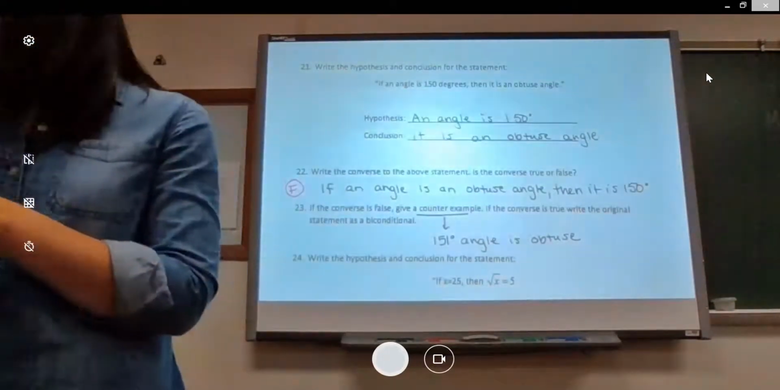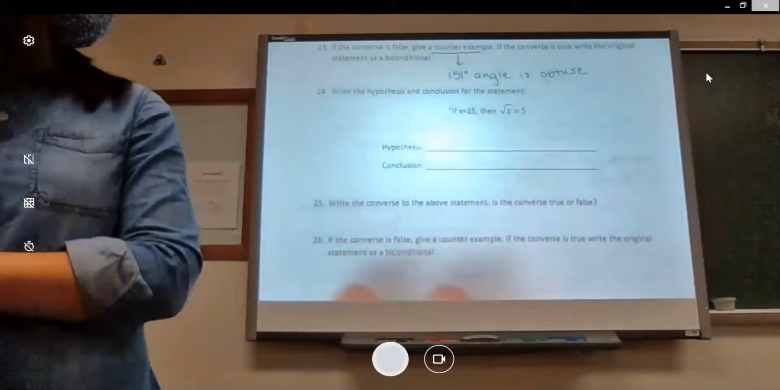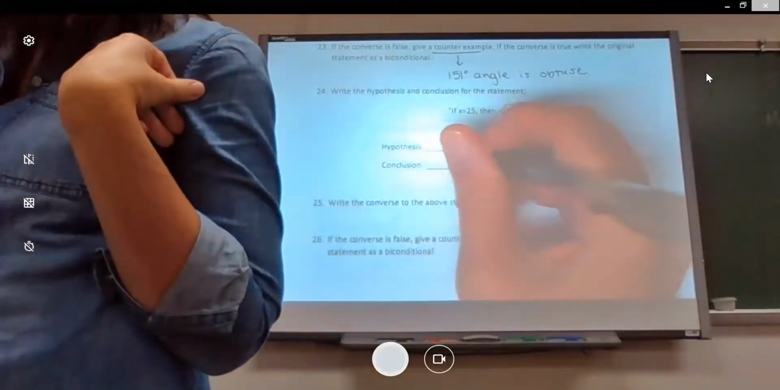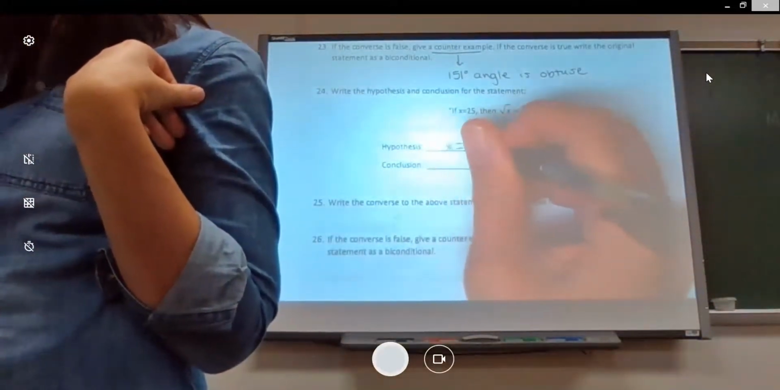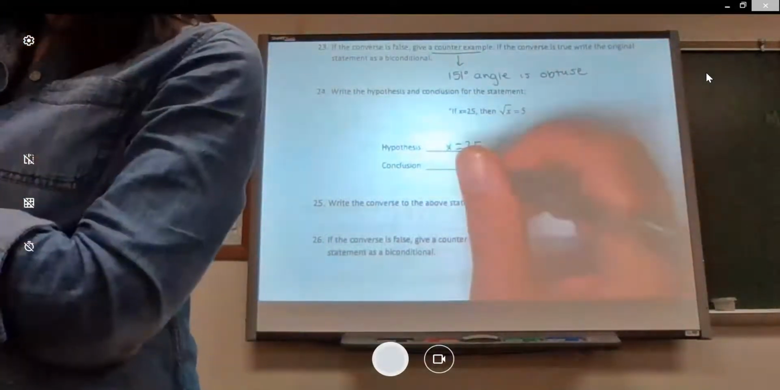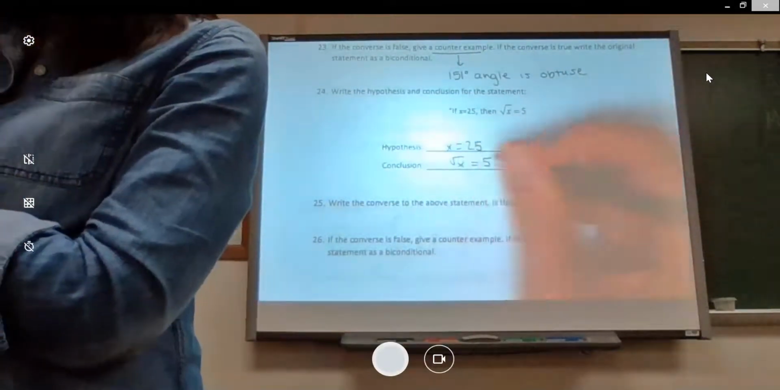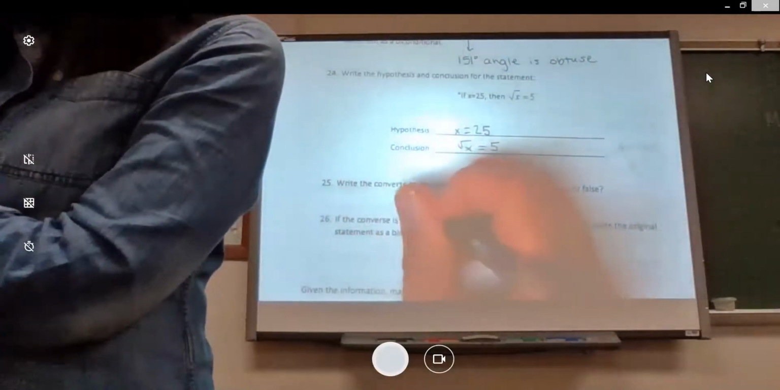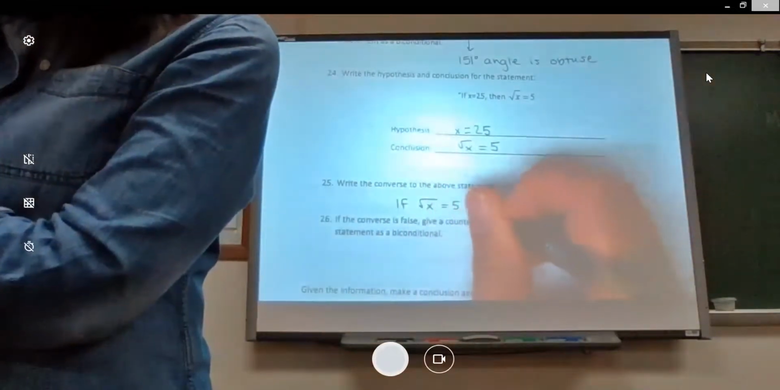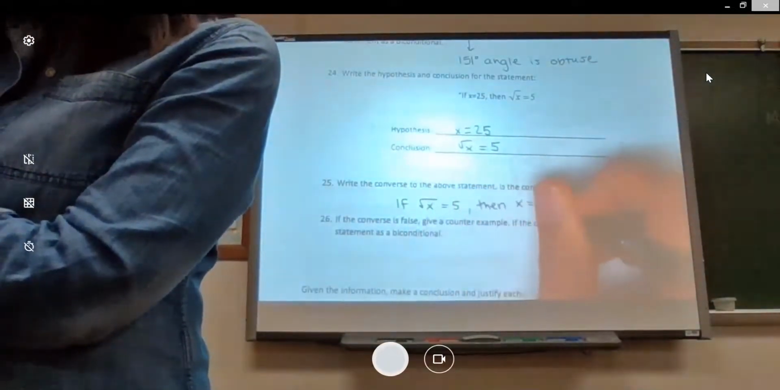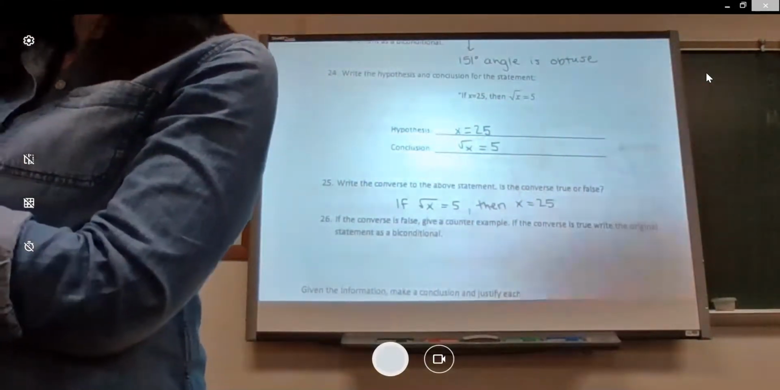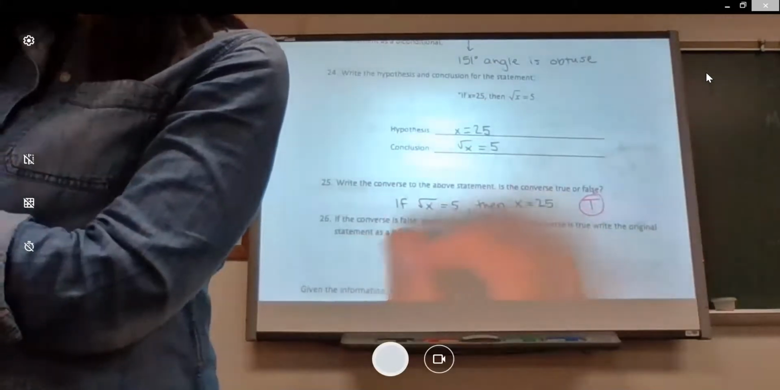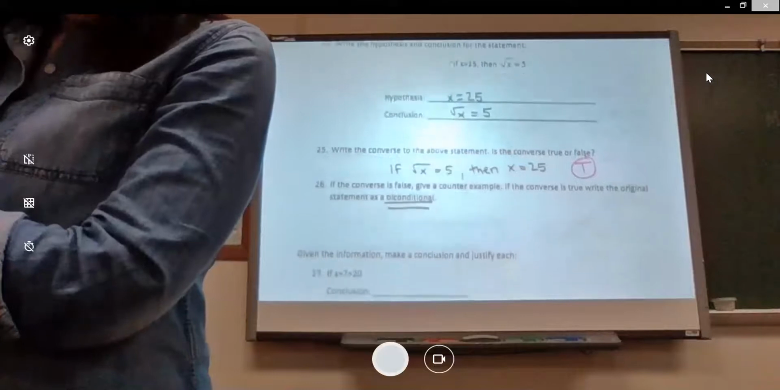Same idea on 24. So if x equals 25, then the square root of x equals 5. What's the hypothesis? Yeah, x equals 25. And the conclusion would be? Yep. And if I write the converse of that, and I flip those around, it would be if the square root of x equals 5, then x equals 25. Is it still true? Still true. And so since it's true, we're writing a biconditional, if and only if.